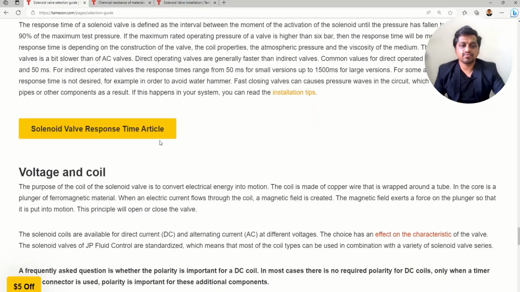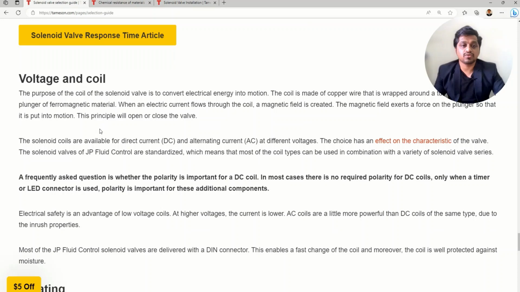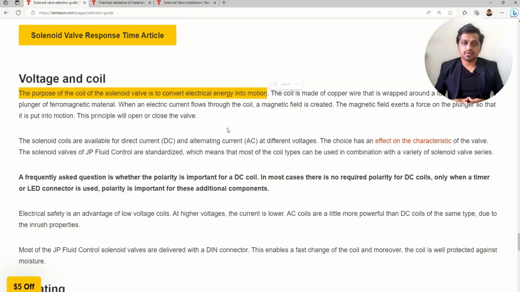Then we have the voltage and the coil. The voltage rating of the coil is also important, whether you are going for an AC valve or whether you are going for a DC valve, so that is important. And we know that there is a coil inside the valve, which converts the electrical energy into motion. So that is the basic working principle of the solenoid valve, we know. But how to give the electric supply, whether it should be DC or AC.